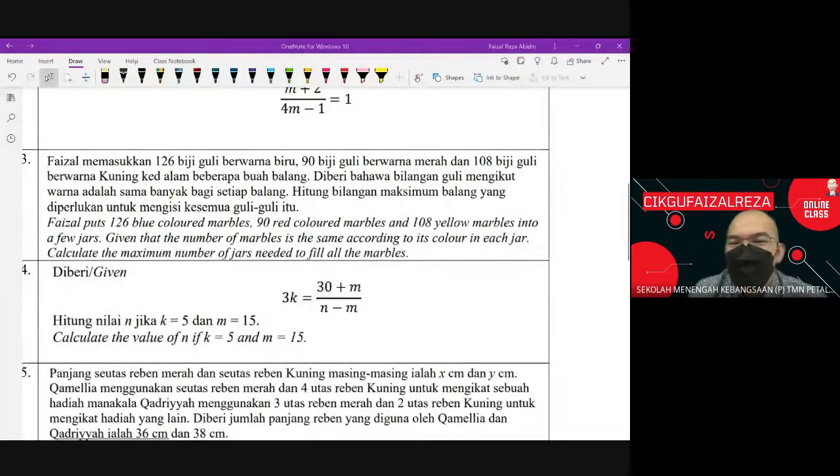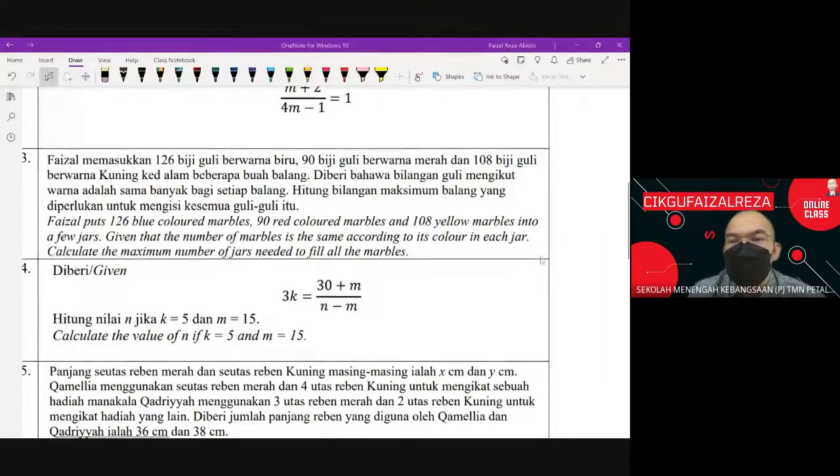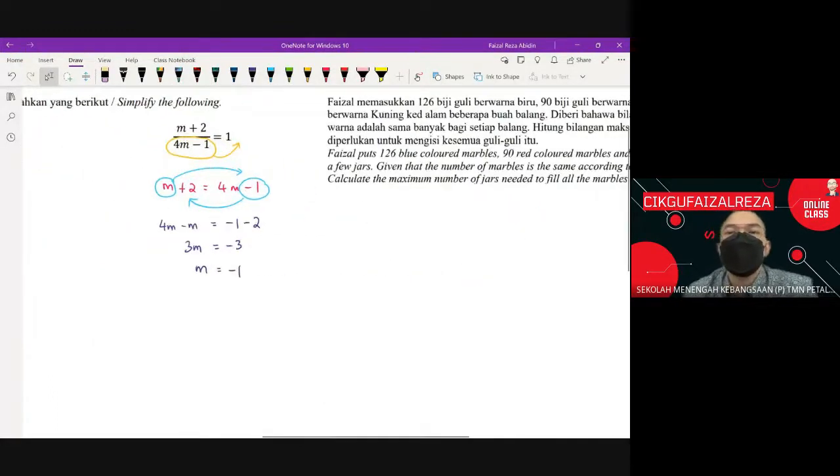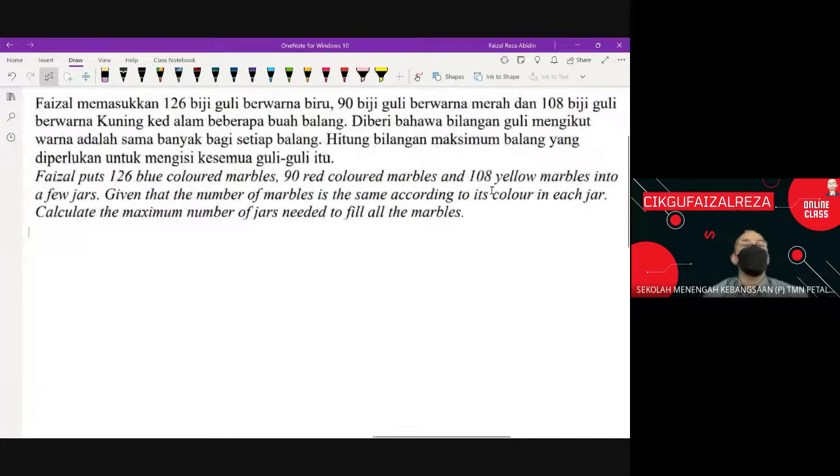Okay, we look at number 3 now. Okay. What we have over here. Copy and paste here. Okay. Faisal puts 126 blue colored marbles. Okay. Yellow marbles into a few jars. Given that the number of marbles is the same according to its color in each jar, calculate the maximum. This is the keywords. Maximum number of jar needed to fill all the marbles.